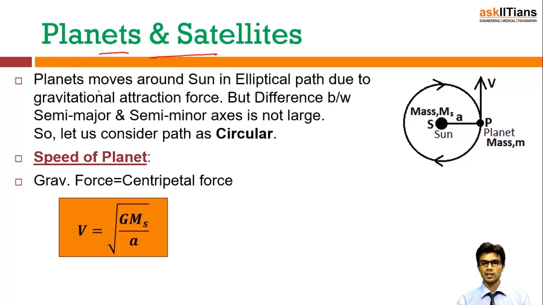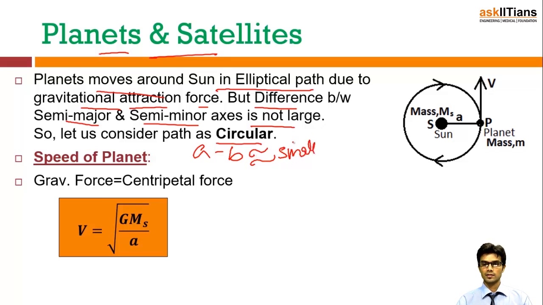Planets move around the sun in elliptical orbits due to gravitational attraction force. But the difference between the semi-major axis and semi-minor axis is not large. So let us consider the path as circular. Instead of considering the orbit as an ellipse, we are going to consider it as circular, since the difference between semi-major axis A and semi-minor axis B is approximately negligible.